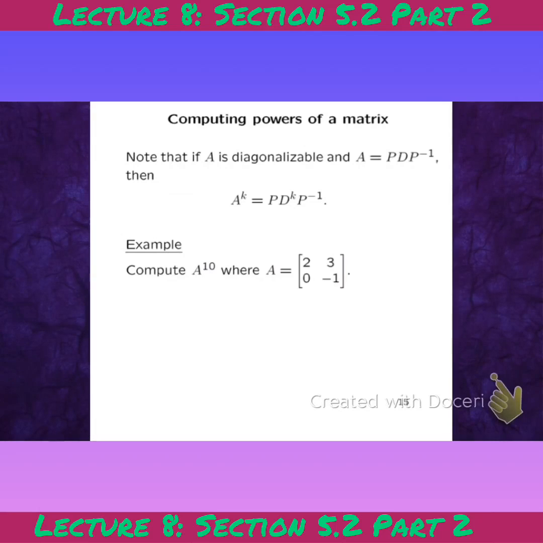If a matrix A is diagonalizable and P diagonalizes A, then we have this nice property, and that is that we can easily compute the kth power of A by simply computing that expression there on the right hand side.